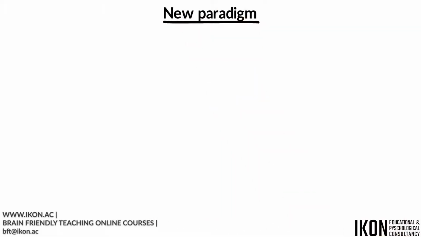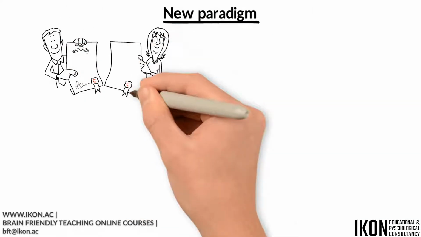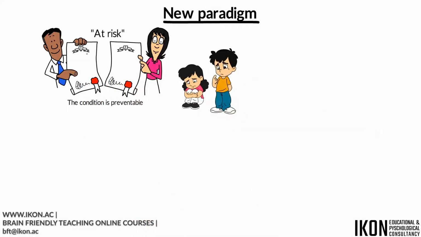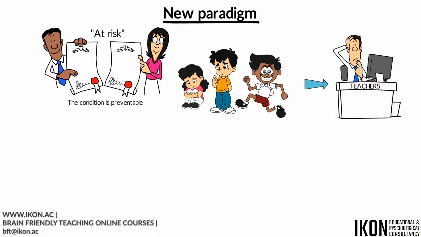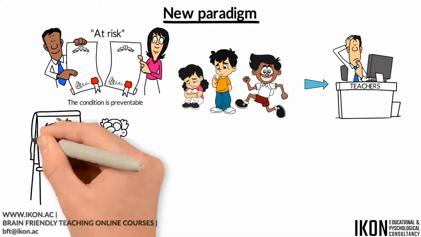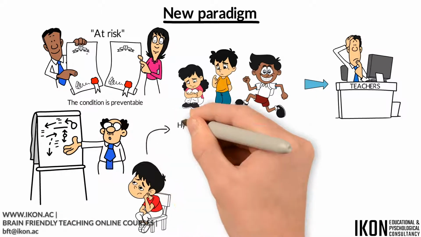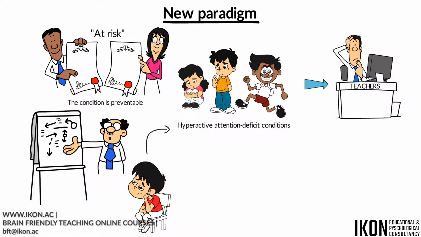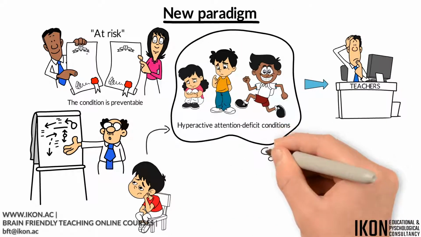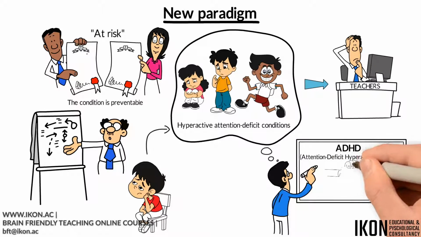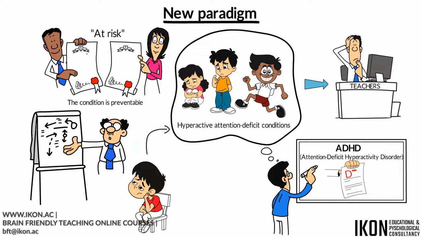New paradigm. Experienced teachers with teaching credentials usually understand the term at risk differently. For them, the condition is preventable. They correctly know that many at-risk students are in that condition because of teachers. For example, when a teacher is boring and monotonous, one may expect young learners to lose focus and engage in behavior similar to hyperactive attention deficit conditions. Because of ignorance and oversight, the teacher then refers children who display such behaviors as ADHD, attention deficit hyperactivity disorder, cases, and labels them as at risk of failing in the tests or exams.